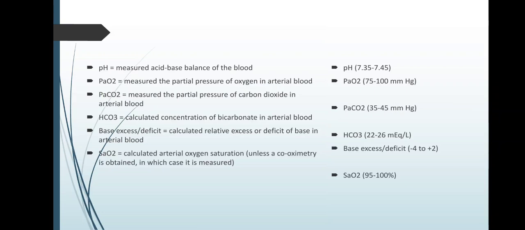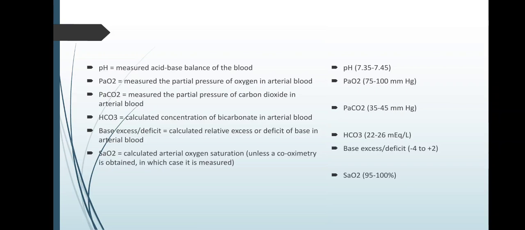So the parameters that consist of an arterial blood gas panel include pH, which measures the acid-base balance of the blood, and the normal values are between 7.35 to 7.45. However, often we use a cut point of 7.4 to be the normal, and then below 7.4 to be acidic, and above 7.4 to be alkaline.